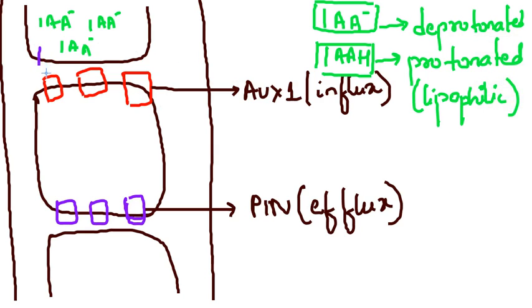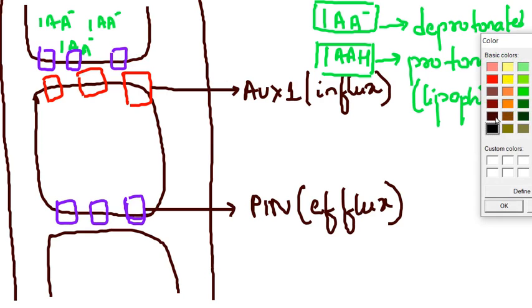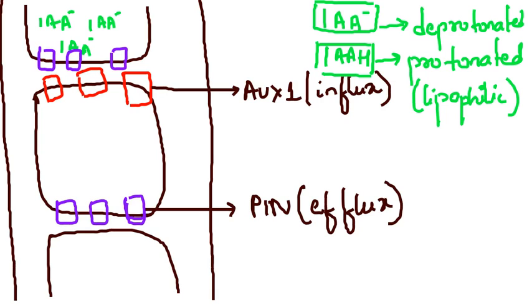See, the PIN proteins are here also, through which the IAA will exit the cell. So IAA will exit from this cell here. See, it is not entering directly into the next cell. It is coming out in the cell wall region. Okay, so I label this region with another color.